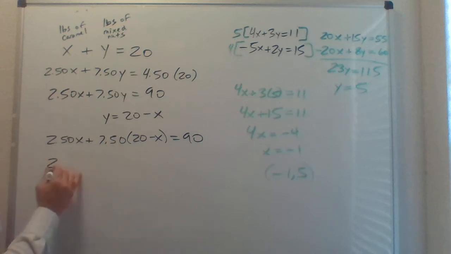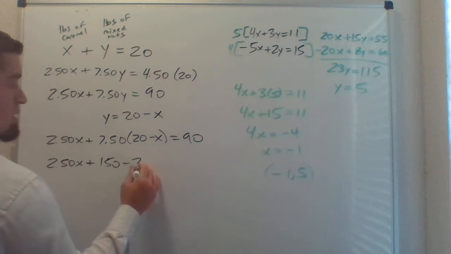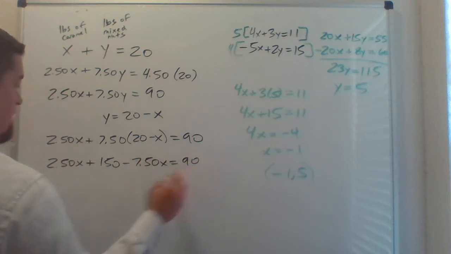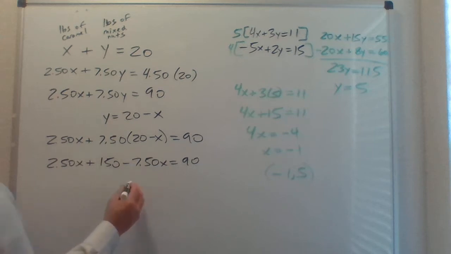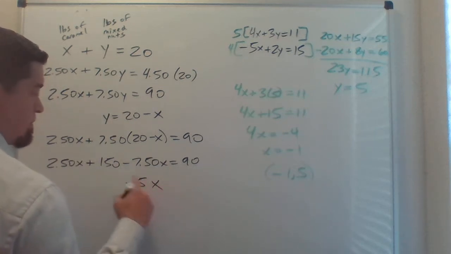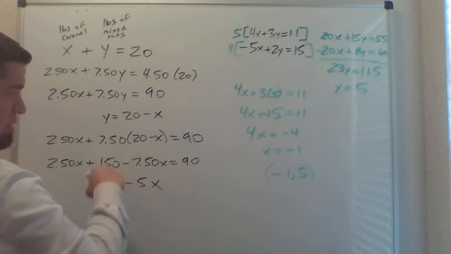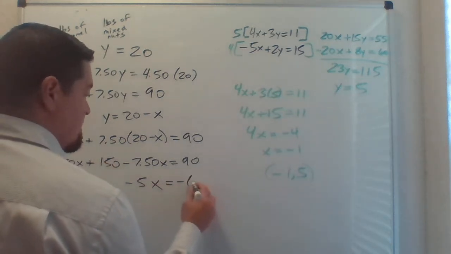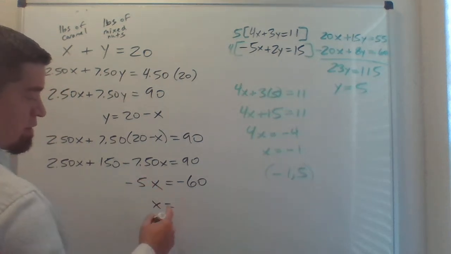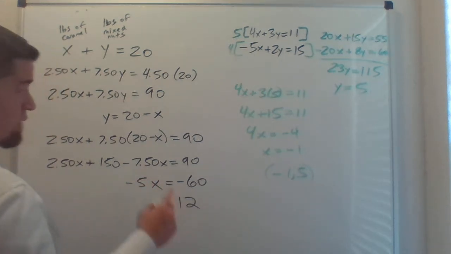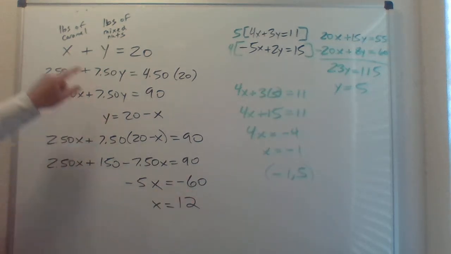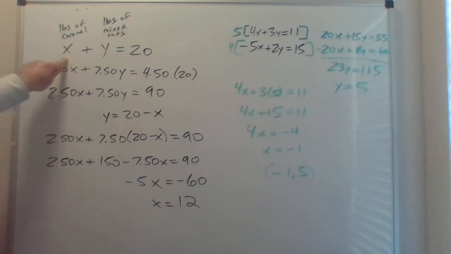Then just do our solving. You'll notice again, we only have one variable, which is good because we can solve for one variable. Just doing 750 times 20, that's going to be 150 minus 750x equals 90. 250 minus 750, that's going to be negative 500, or negative 5x, I should say. Then subtract 150, that's going to be negative 60. Divide by negative 5, you're going to get 12. So x equals 12.